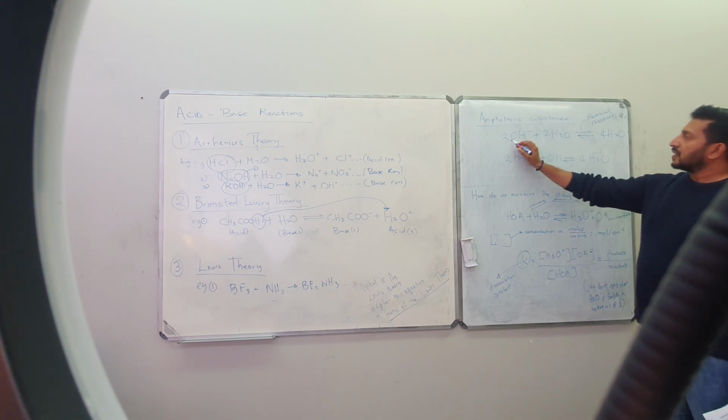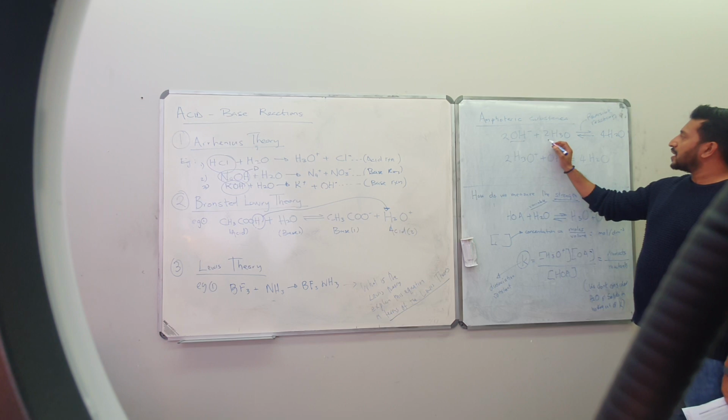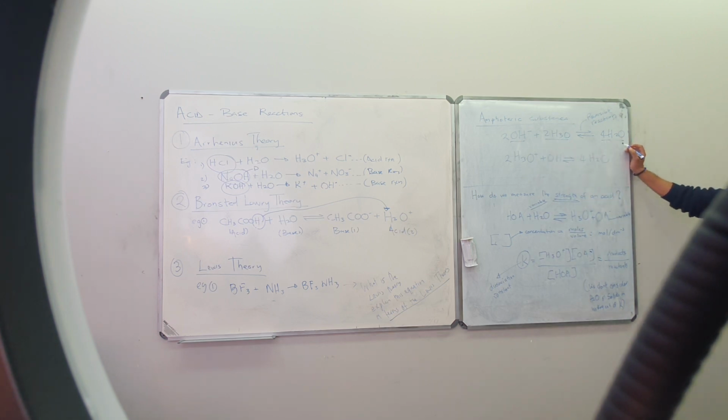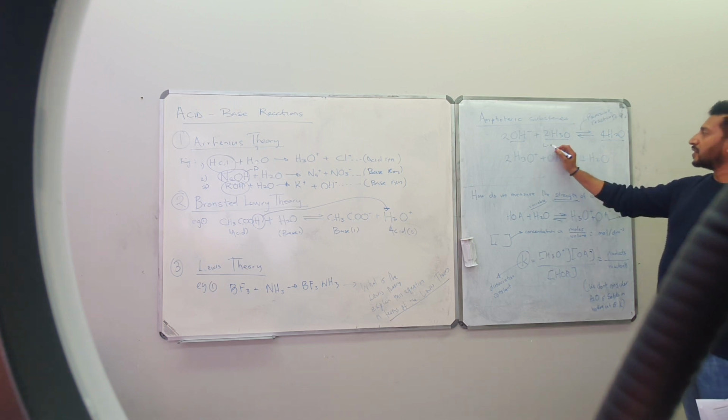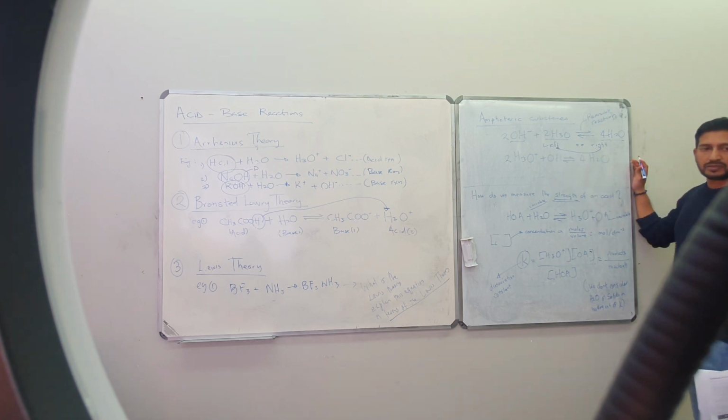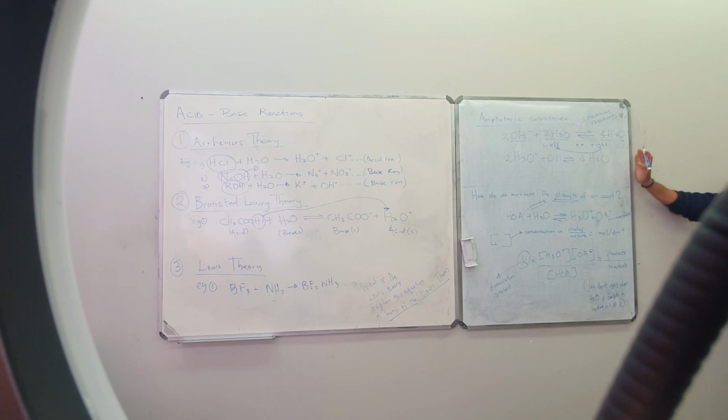We've got a hydroxyl ion plus a hydronium ion, and we end up with 2H2O. What happened in this reaction? We say that this reaction is reversible. What do we mean when the reaction is reversible? If you go from left to right, and then back, right to left. So what's happening in this reaction?